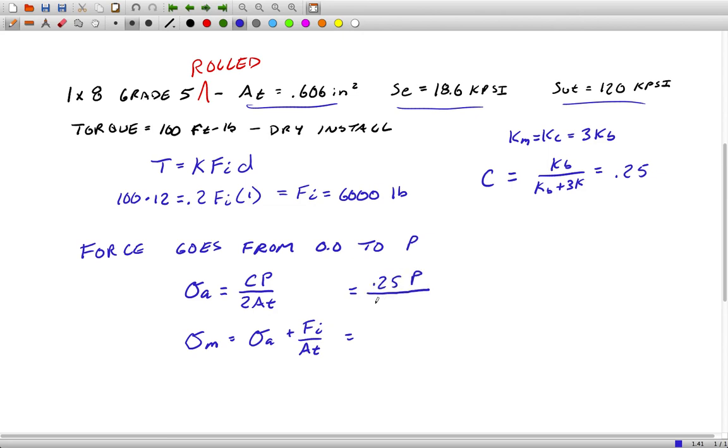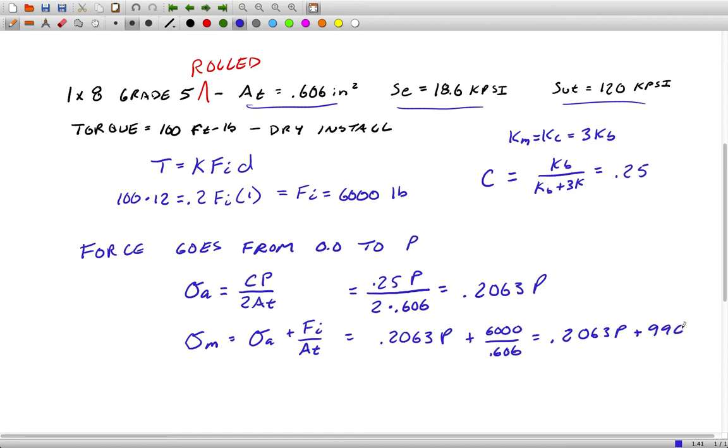So we have all the values here except for P. We're setting this up as a variable of P, as that's what we're solving. And that value, 6,000 over .606, is a constant of 9,901.